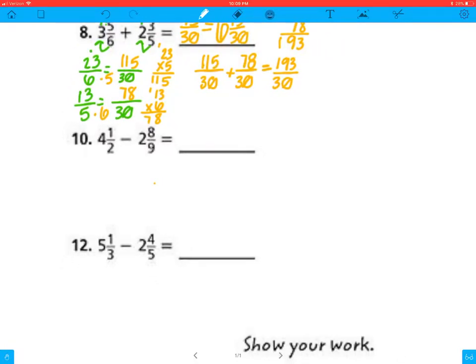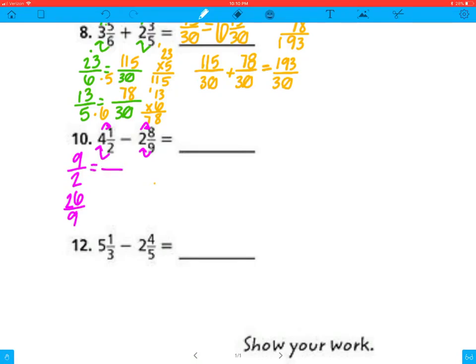4 1/2 minus 2 8/9. So I'm going to make an improper fraction. 4 multiplied by 2 is 8, plus 1 is 9. 9 multiplied by 2 is 18, plus 8 is 26 over 9.